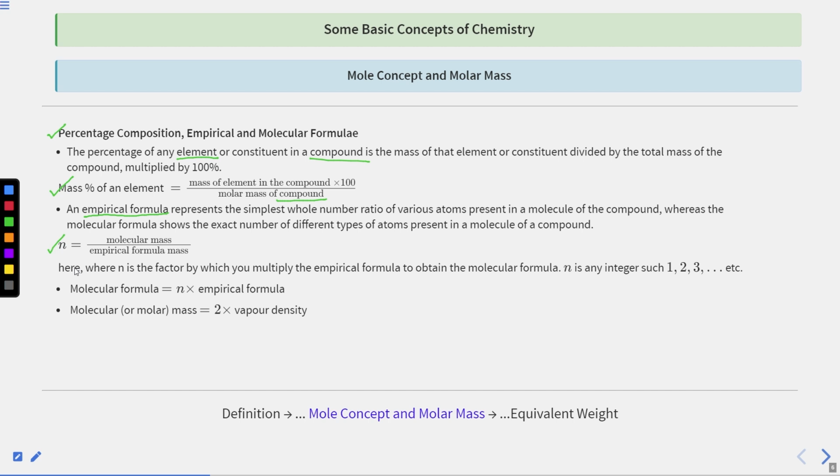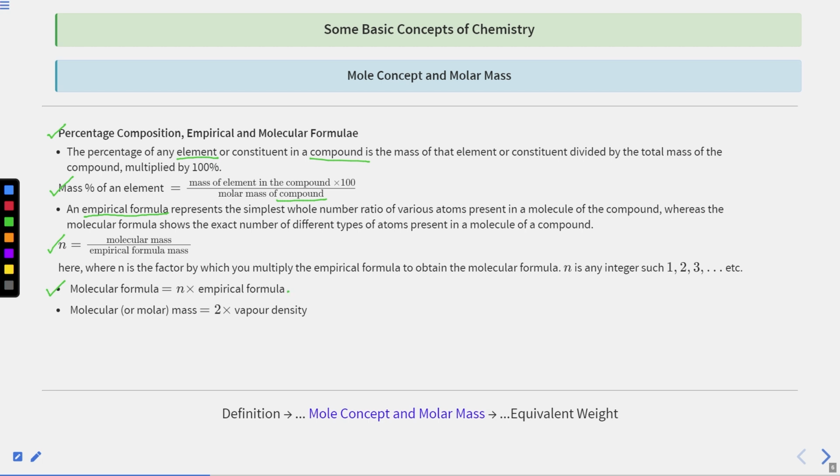So n will be equal to molecular mass divided by empirical formula mass. N is not the number of moles. Basically, here n is the factor by which you multiply the empirical formula to obtain the molecular formula, and n is any integer such as 1, 2, 3, etc. We can also write this as molecular formula equals n multiplied by empirical formula.